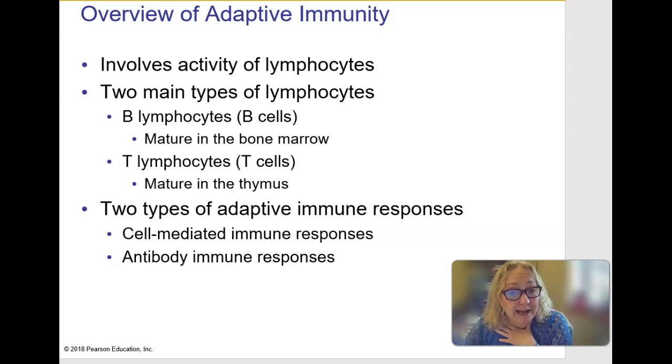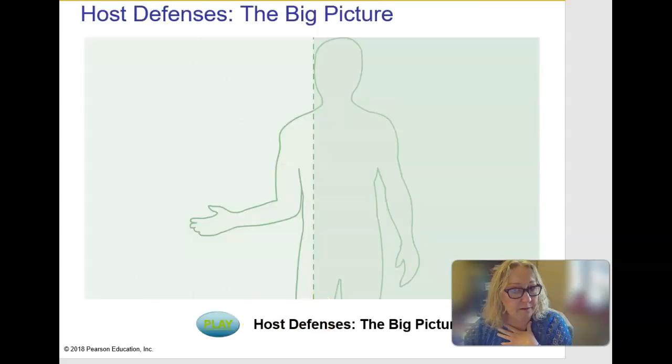It involves active B lymphocytes and T lymphocytes. We talked about those in the previous video. This should kind of be a review and a little digging deeper and being more specific. Two types of these immune responses are cell-mediated immune response and antibody immune response. Here is what it looks like.